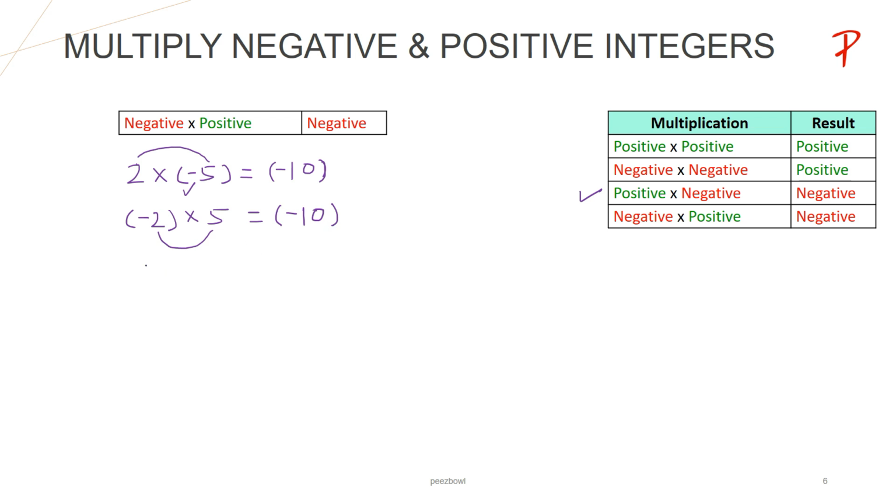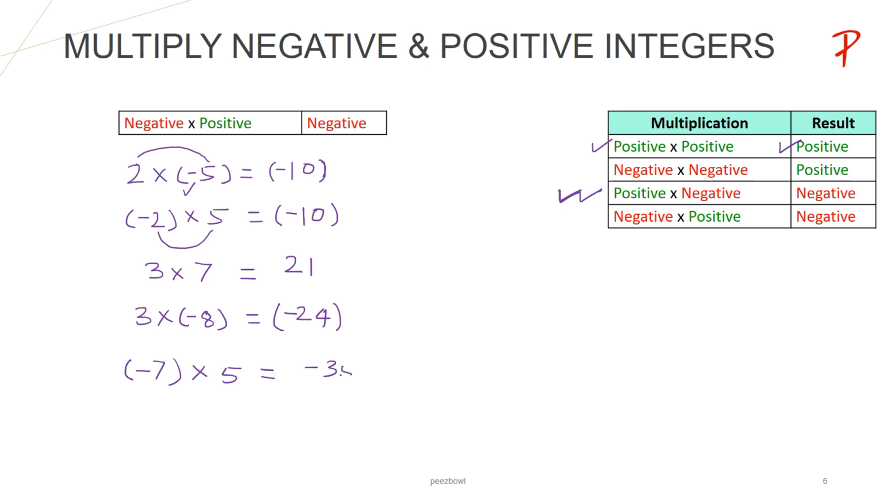Say for example we are multiplying 3 and 7. In this case it's very straightforward. We are multiplying two positive integers, so the result is going to be a positive integer. 3 multiplied by 7 is 21, right? Let us say we are multiplying 3 multiplied by minus 8, which is 24, and the sign is going to be minus, that is minus 24. This is a positive multiplied by negative example. Now let us multiply minus 7 multiplied by say 5 is equal to minus 35. This is the last example, a negative integer multiplied by a positive integer, and the result is a negative integer, right?